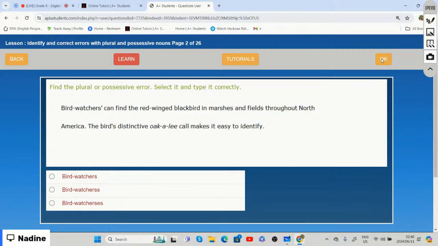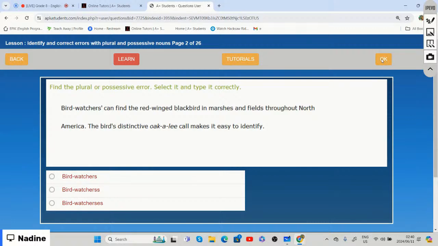All right. So bird watchers can find the red-winged blackbird in marshes and fields throughout North America. The bird's distinctive oak-a-lee call makes it easy to identify. So we're going to have to find either the plural or the possessive error. Remember, plural refers to more than one thing, right?